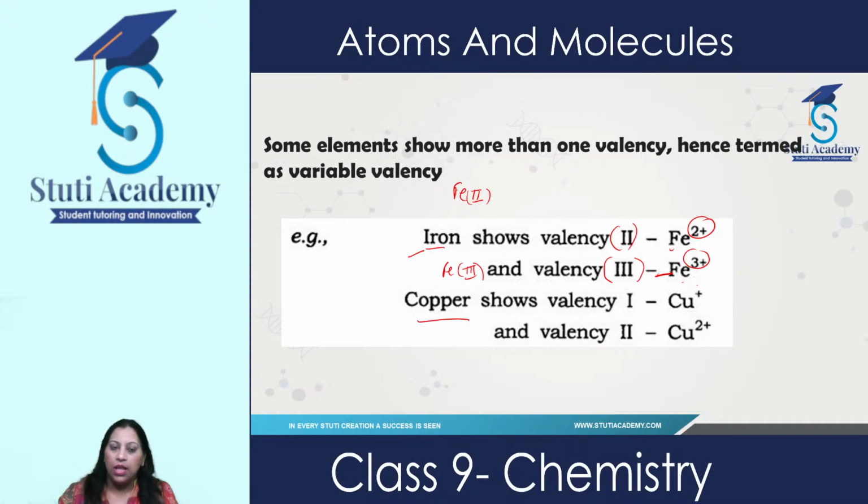Now similarly with copper also. The copper symbol is Cu, and if I write 1, then its valency is Cu+ only. And if it is given like this, it means we are talking about copper 2 and its valency is 2 positive. So these metals which show more than one valency are known as variable valency.